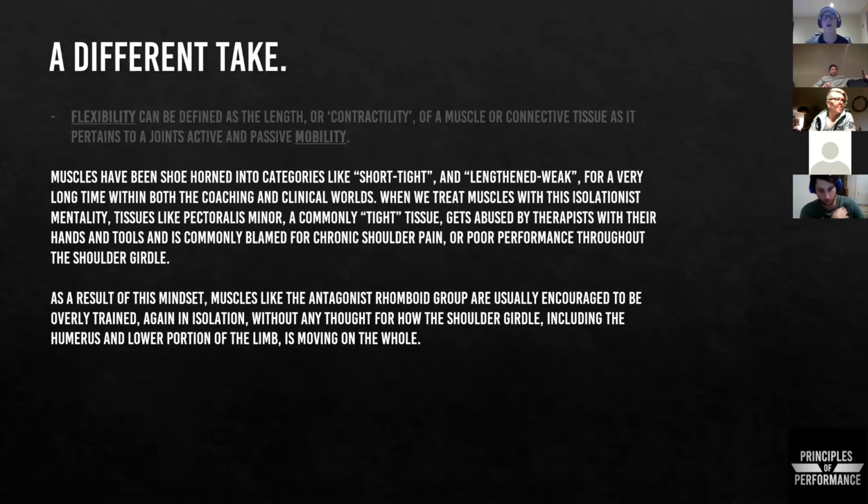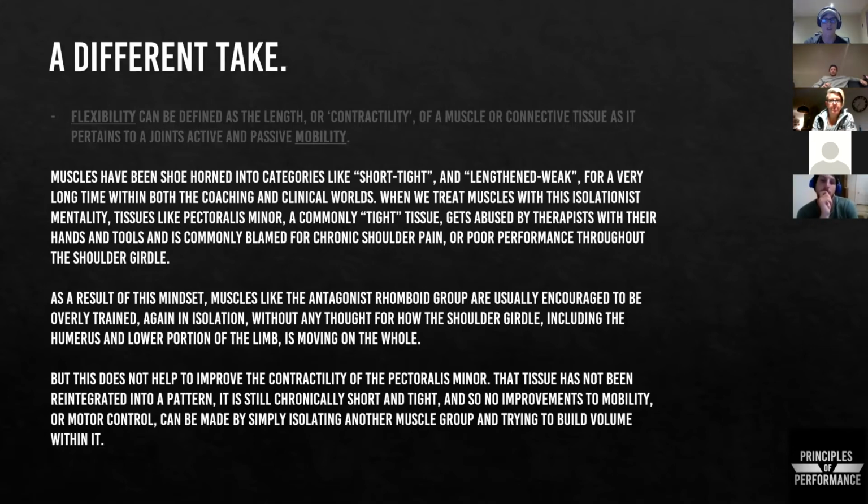As a result of this mindset, muscles like the antagonist rhomboid group are usually encouraged, especially in coaching, to be overly trained, again in isolation, without any thought for how the shoulder girdle as a whole functions, including the humerus and lower portion of that limb. We're going to deep dive on that next week when we talk about moving and non-moving parts, but just understand that muscles and parts in general don't work in isolation. And I've just proven that when we talked about things like successive induction. They have this beautiful relationship that works like a dance with agonist and antagonist muscles, but it doesn't happen in 2 dimensions. It happens in 3 dimensions all the time at once.